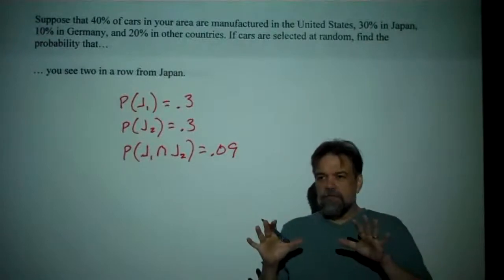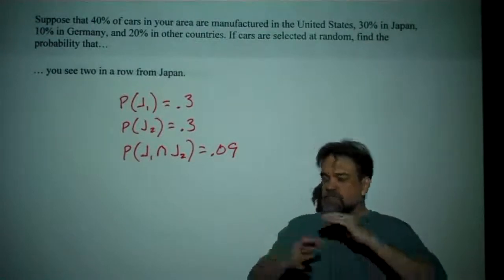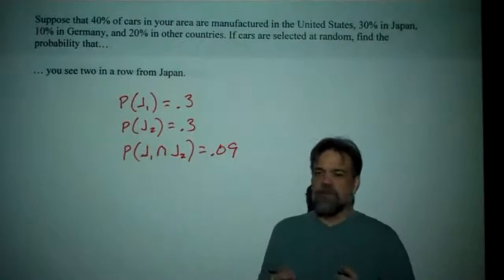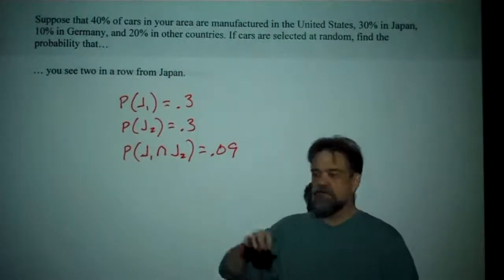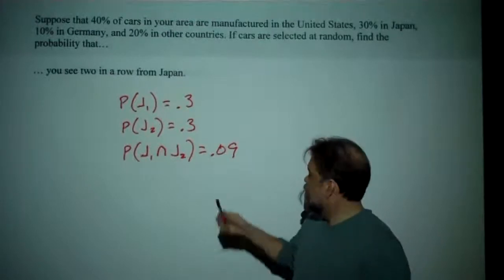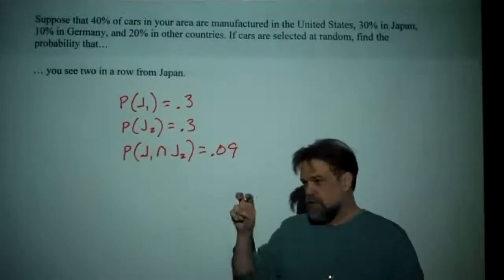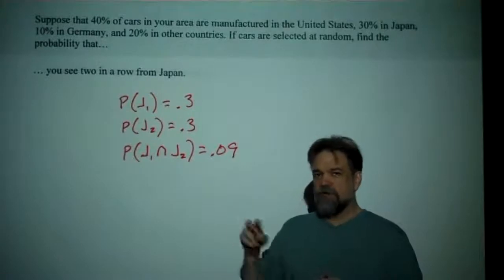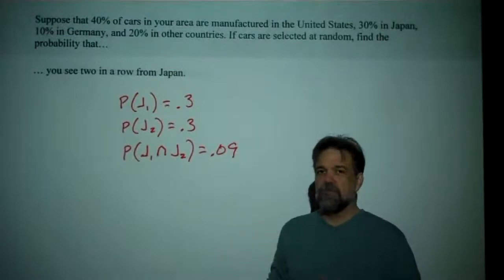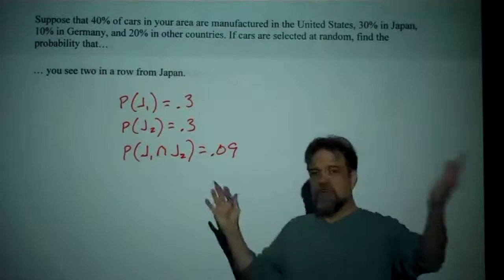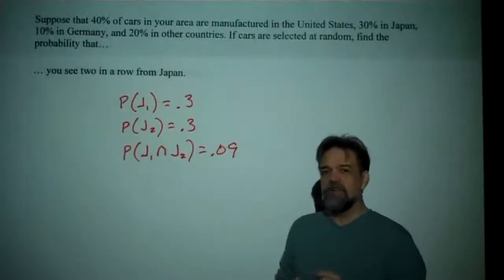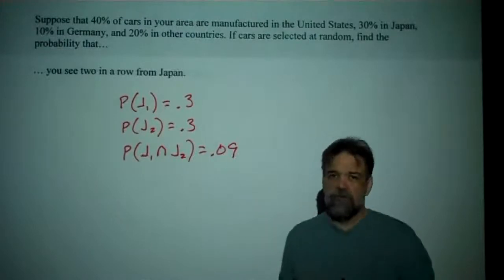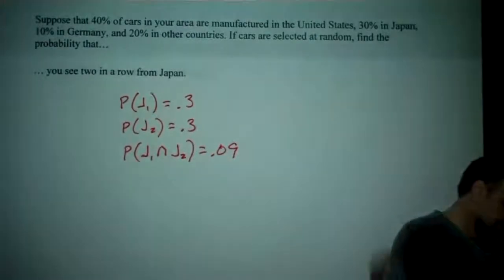So let's just think about this for a second. What this tells us is, if I'm walking along this huge parking lot, and for whatever reason I just start looking at pairs of cars, 9% of the time, the pair of cars that I look at, both cars will be from Japan. Okay? The other 91% of the time, it'll be some other combination. But 9% of the time, both of those cars will be from Japan. Okay? Let's look at another one.